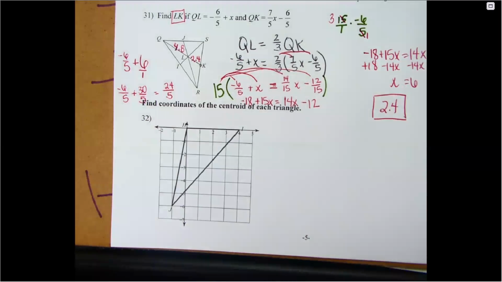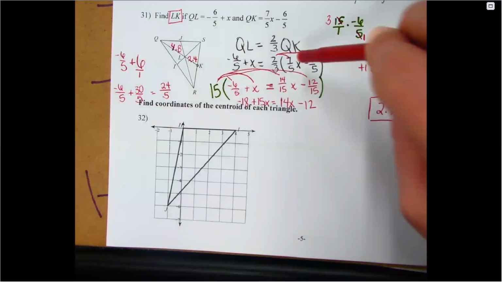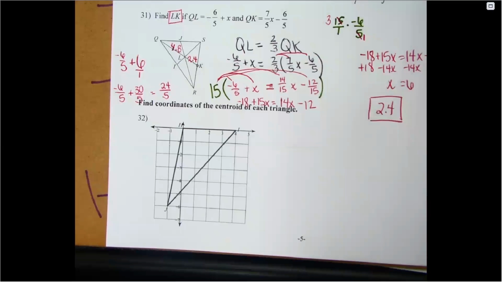Number 31 on your test will be like this. It's an exact match. Number 30 will look like this. 29 will look like this. It'll be full sheets like mine. Like you'll have full sheets like this.